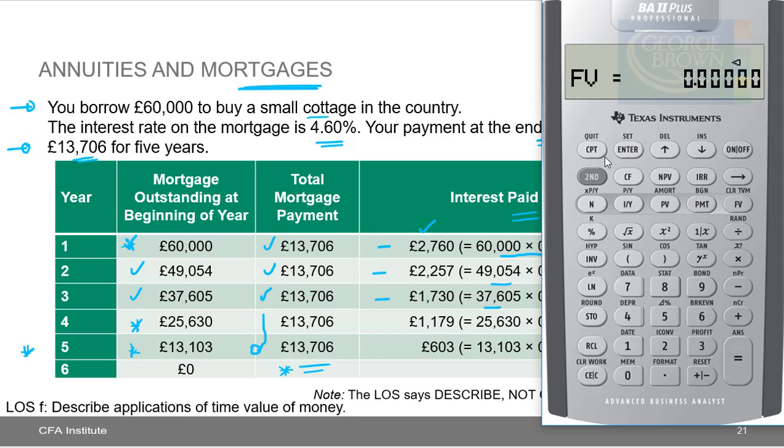And so I'm going to compute the payment, and you can see 13,705.60. So they've just rounded up to 13,706 pounds. Okay, so that's just very quickly how we can calculate a mortgage payment using some time value of money functionality on a financial calculator.